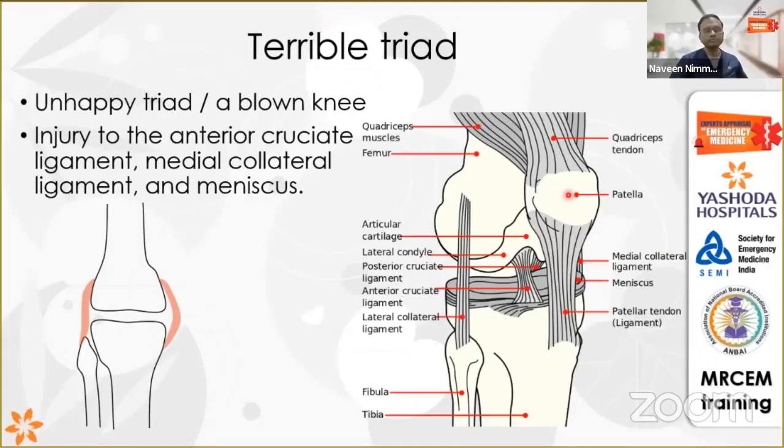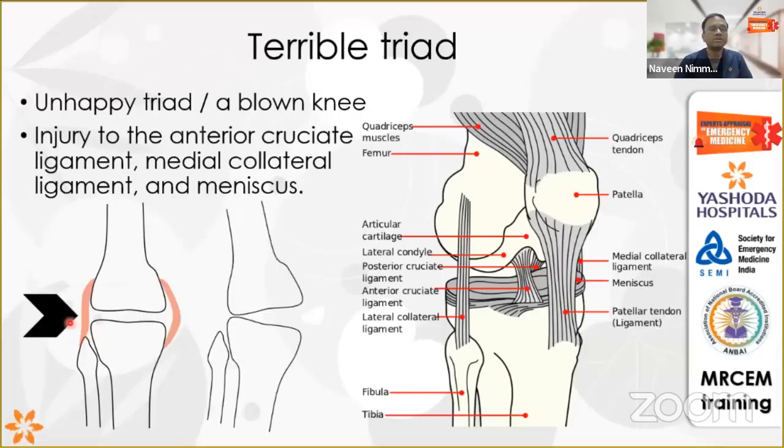So now this medial part, medial collateral ligament is damaged. This medial collateral ligament is attached to the medial meniscus, and this meniscus is attached to the anterior cruciate ligament. That way, three of these things will be damaged. That's why it's called a triad, that is terrible triad. So medial collateral ligament, medial meniscus, and anterior cruciate ligament all are connected with each other. So they are damaged together.